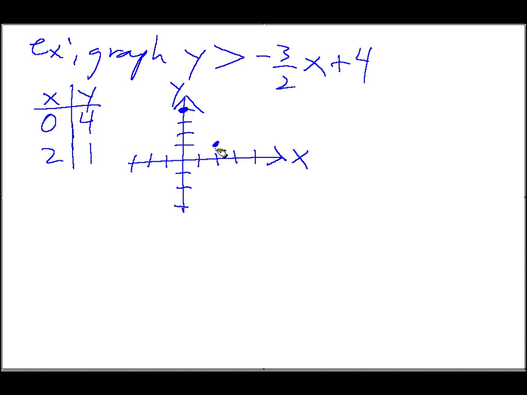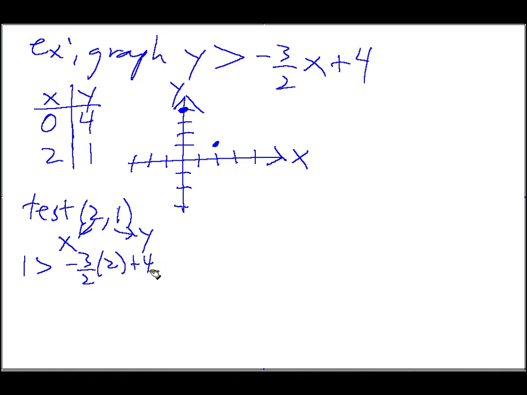Right? Before I graph it though, let me mention this. Points on the line will not satisfy this inequality. For example, let's go ahead and test the point (2, 1). This is on this line, right, from this table here. That's this point right here. So let's plug in 2 for x, 1 for y. So 1 for y greater than negative 3 over 2 times 2 for x plus 4. The 2's cancel out. So 1 greater than negative 3 plus 4. So 1 is greater than 1. Well, 1 is not greater than itself. So this is clearly false.